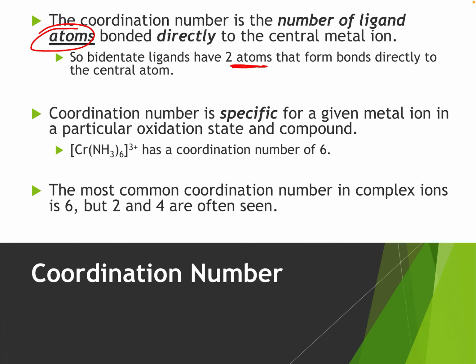And so coordination numbers are specific for a given metal ion in a particular oxidation state, in a particular compound. And so we often need to know the formula of our complex ion. So here, ammonia is a monodentate ligand, which means it's just making 1 bond with the chromium. So since we have 6 ammonias, each making 1 bond, we have a coordination number of 6 because there are 6 bonds going to the chromium. A lot of times, we'll see 6 as our common coordination number, but you might also see 2, 4. You can also see odd numbers too. Even numbers tend to be a little more common though.